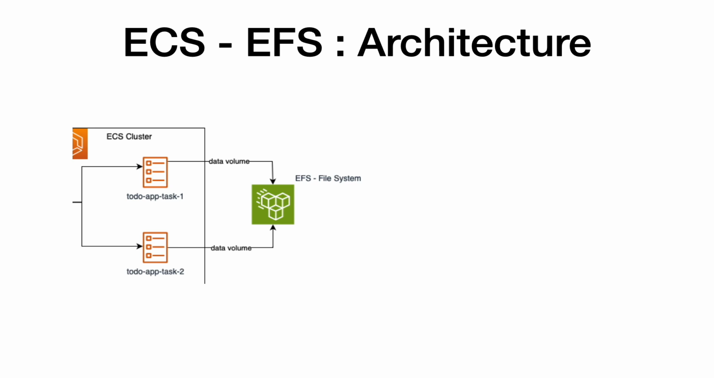This is done at two levels. First is the network level, where the network access will be established with the help of security groups. The EFS security group should have the inbound access defined from the ECS task security group.